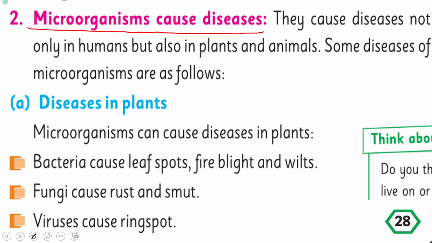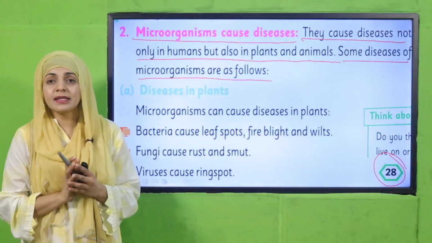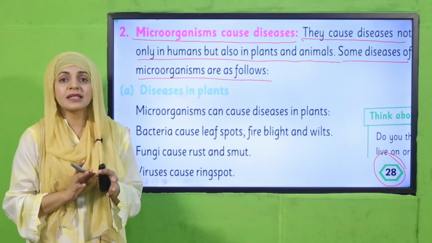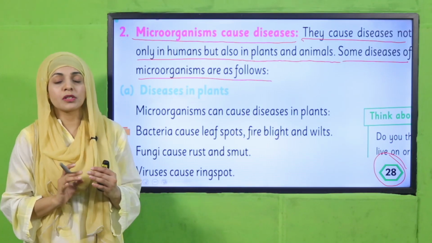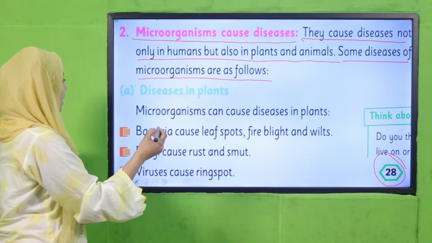Microorganisms cause diseases. They cause diseases not only in humans, but also in plants and animals. Some diseases of microorganisms are as follows. This text is given on page number 28. So, microorganisms not only cause diseases in humans, but they also cause diseases in plants and animals. So, let's quickly read about it. Put your fingers where I will read.